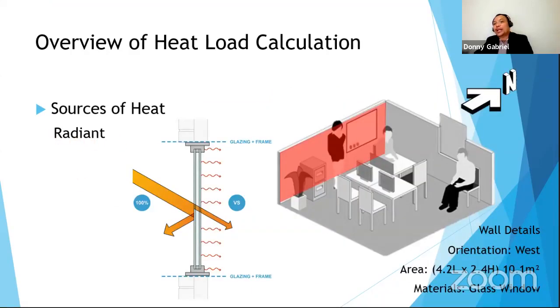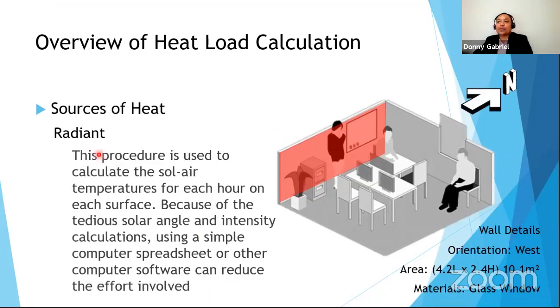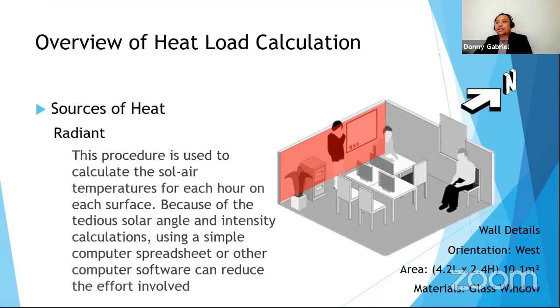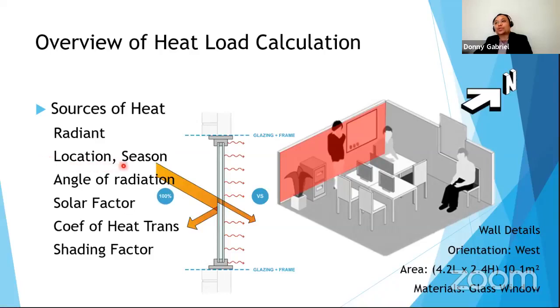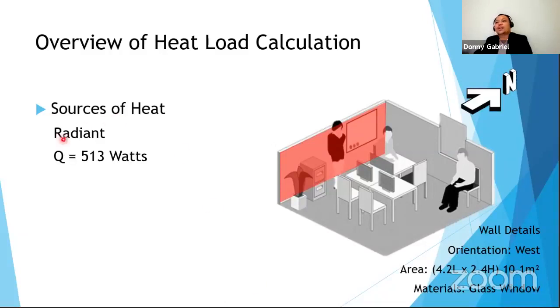Okay? So, medyo cheating muna tayo. Because of all these factors, hindi natin kakayanin na pag-usapan ito within 1 hour. So at this moment of time, we will just say that we have calculated this using spreadsheets or computer software and was able to deduce that the radiant heat we are getting is about 513 watts. Okay? So, dahil sa sikat ng araw, i-consider natin for the whole operating hours ng office na to the office's location, the season, angular radiation, solar factor, heat transfer, and shading factor. And we were able to calculate using our spreadsheet and software and got 513 watts.